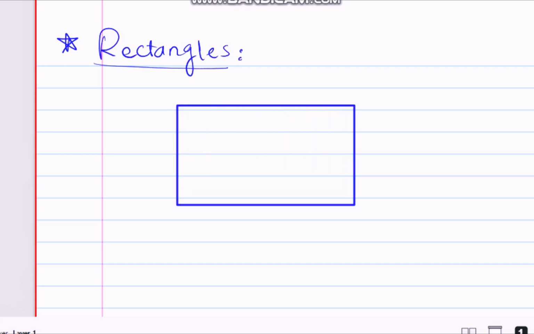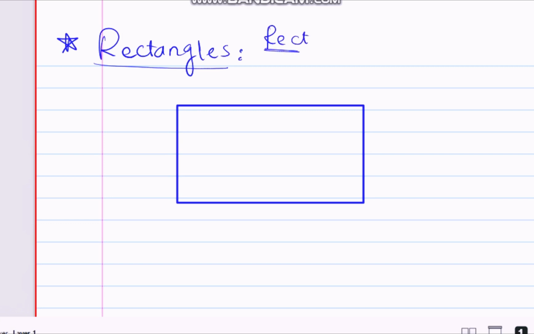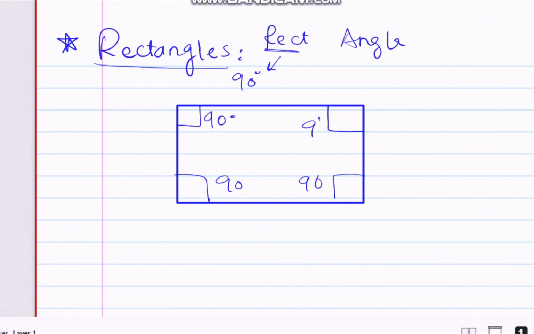So basically dear students, this shape is called the rectangle. It is a very simple thing. Why it is called rectangle, you can easily justify it. Rectangle has two parts: one is rect and another is angle. Rect basically refers to 90 degrees. You can see that all the angles here are 90-degree angles: 90 degrees, 90 degrees, 90 degrees, and 90 degrees. So that's why this is called the rectangle.